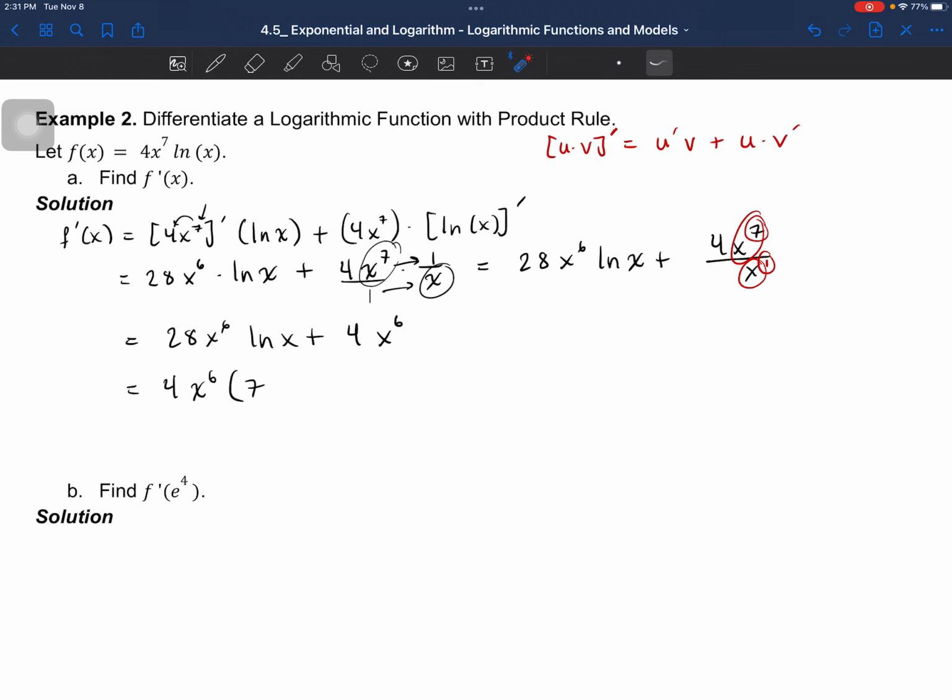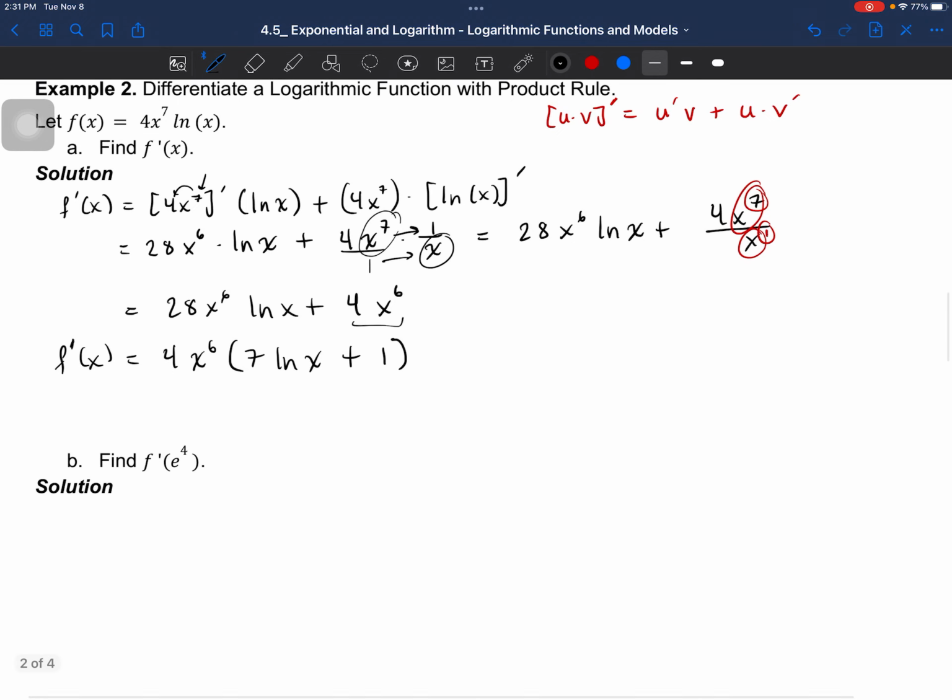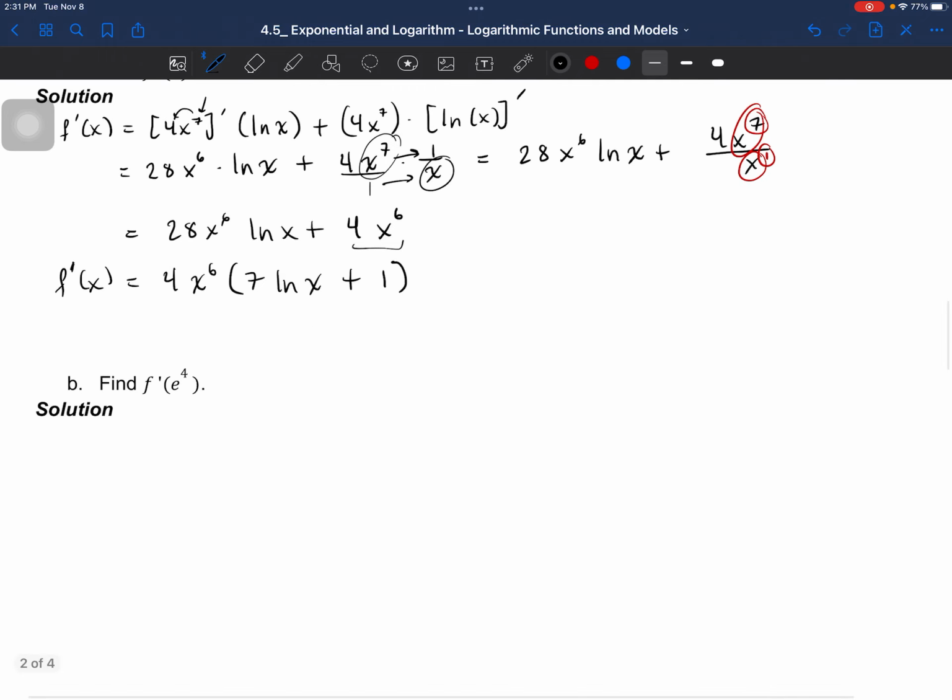So we notice that there's a common factor of 4 in those two, and there's a common factor of x to the 6 right there. So we can factor a 4 and x to the 6, and we're left with 7 that came from the 28. And then the x to the 6 is gone, and so we just carry the natural log of x, and in this case everything is factored out, so you're left with 1. So the derivative of f is this. All right, so we found the derivative.